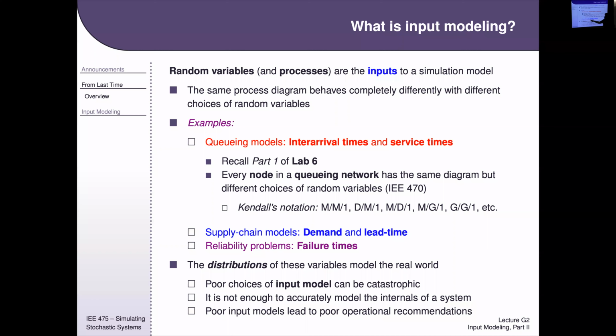Reliability problems, the thing that we need to model are failure times. So from reliability problem to reliability problem, you'll always have a failure time you need to model. What differentiates between one and another are the different distributions of failure times. So the distributions of these are really important. Poor choices of these distributions give us poor outputs.